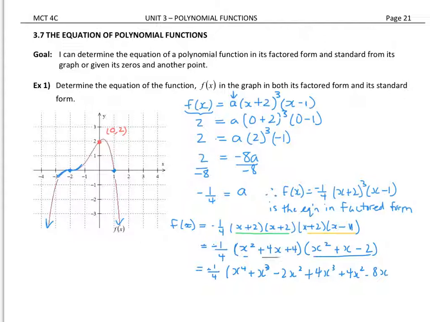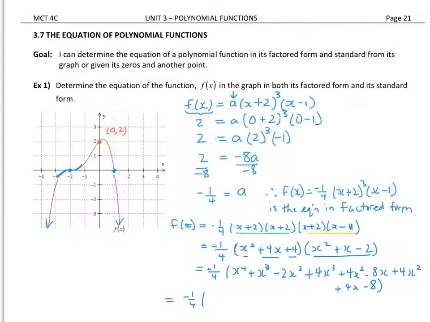And so that was that one. Now I'm going to take the plus 4 and multiply it through the bracket. We're going to get a plus 4x squared plus 4x minus 8. Close the bracket. And then, again, the negative 1/4 I'm leaving out front. Let's see what we get here.